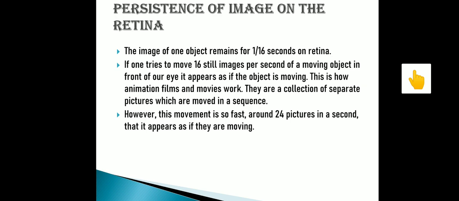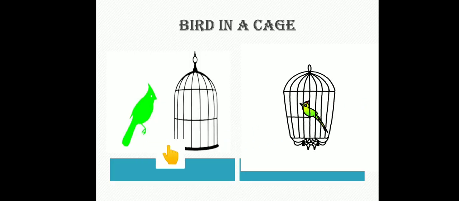This characteristic is used in pictures or animation which we see. You can try it at home. Just make a bird and a cage. Take a round circular piece of paper or cardboard. On one side draw a cage, on another side draw a bird. Then rotate it. What will you find? You will find the bird inside the cage. This happens due to persistence of vision.